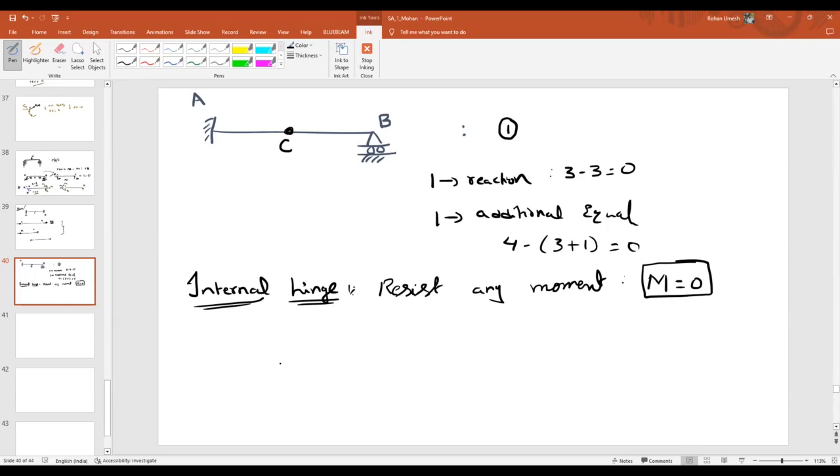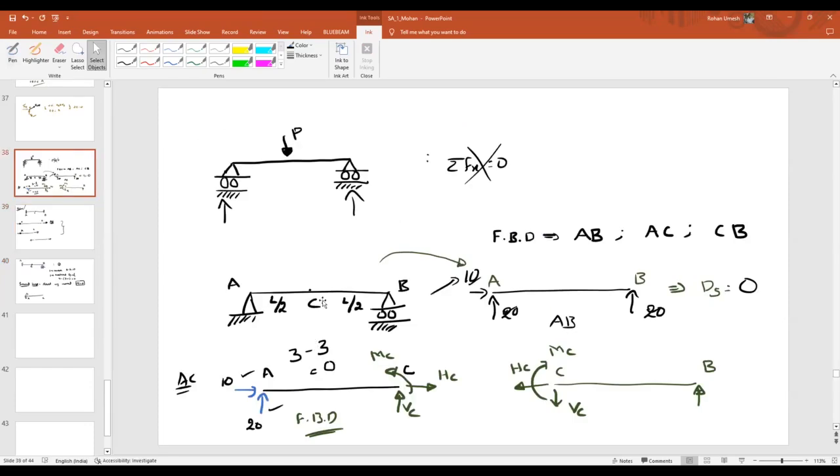Now, I want to draw the free body diagram of AC. If I want to represent the free body diagram of AC, tell me how many reactions will exist at point A? 3. Horizontal, upward and moment. And what about at point C? A similar problem we have seen, right? At point C, how many internal forces are considered?